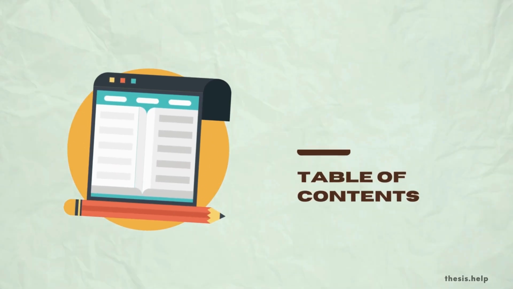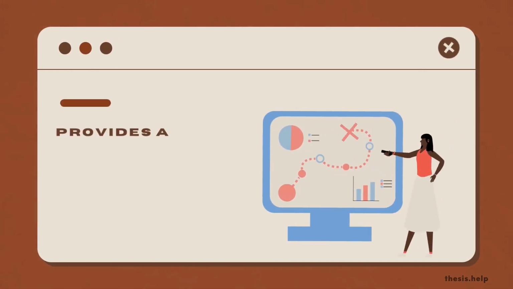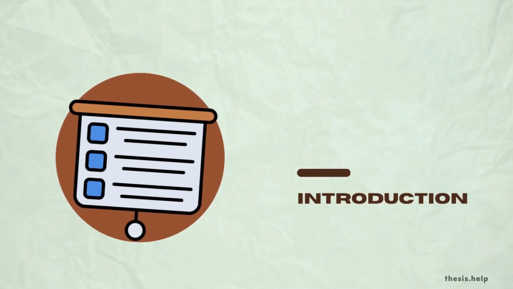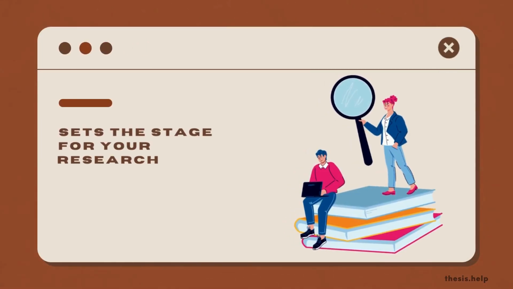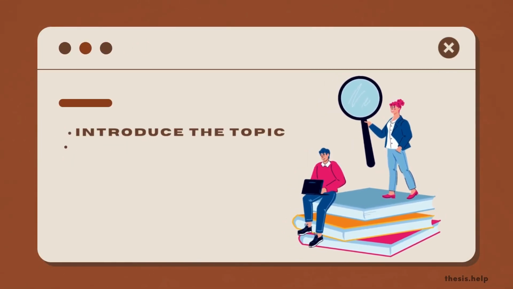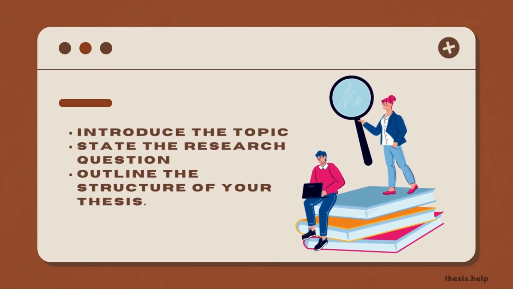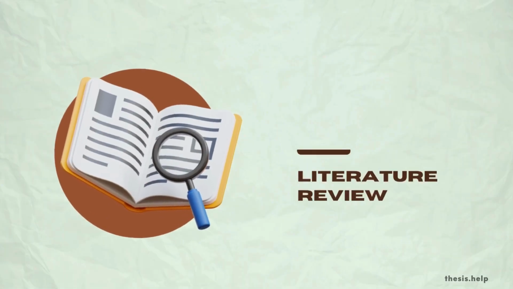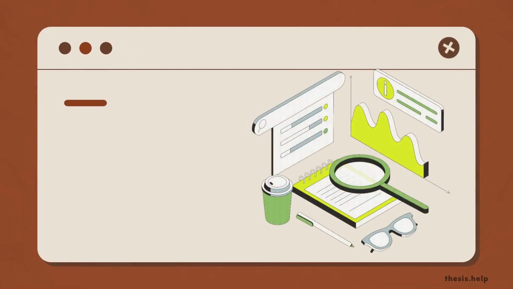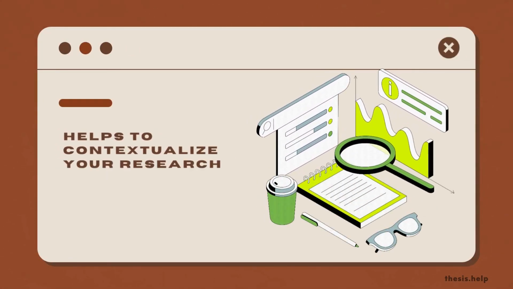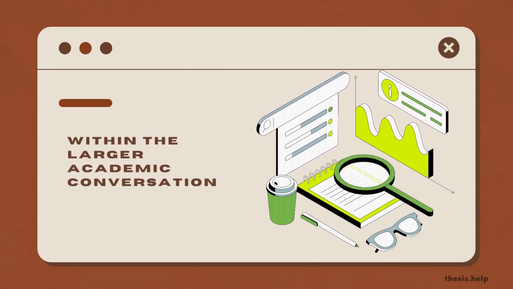3. Table of contents. This section provides a roadmap of your thesis. It includes all the major headings and subheadings with corresponding page numbers. 4. Introduction. The introduction sets the stage for your research. It should introduce the topic, state the research question, and outline the structure of your thesis. 5. Literature review. This section reviews existing research related to your topic. It helps to contextualize your research within the larger academic conversation.